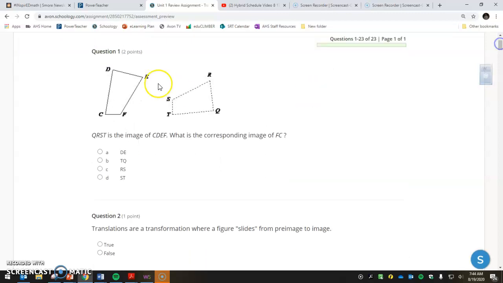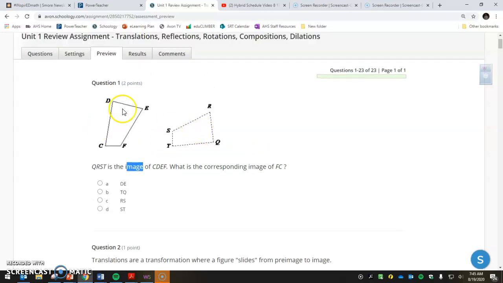So with number 1, the question states QRST, so that means they're talking about this quadrilateral on the right, is the image. Remember, the image means it's the after, so this would mean the before of CDEF. So this is the pre-image, this is the image. The question says, what is the corresponding image of FC? So F to C just means that we're looking at just this line right here, F to C.